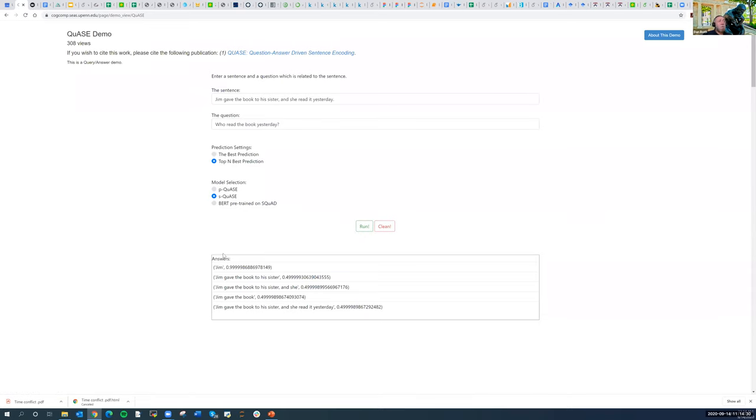The model is even more confident now that it's Jim. I'm gonna change it to another model. It's called PQAZE, and run it. Now we think that she or his sister read the book yesterday. So again, what do we have here?